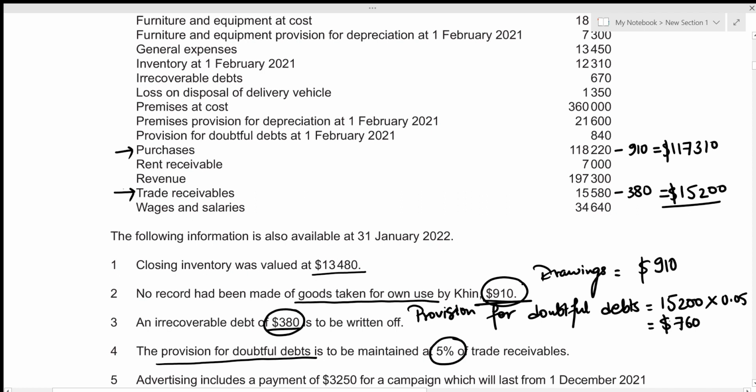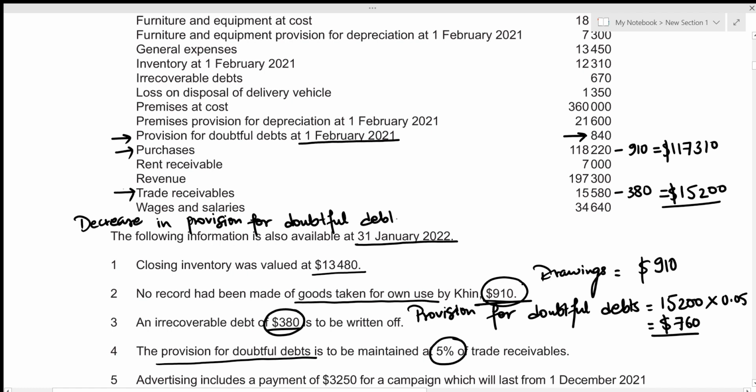Okay, so let's have a look if we are given the opening provision for doubtful debts. It's given right here at the date of 1st February 2021. Because since our closing date is 31st January 2022, this will be the opening date. And we can see that the value of provision at the opening date is 840, but the value at the closing date for provision is 760, which means that the provision has definitely decreased, right? And this decrement in the provision for doubtful debts is always an income. So let's figure out the decrement. Decrease in provision for doubtful debts. That's just the difference between the opening and the closing values. So that's 840 for the opening date minus 760 for the closing date, which results in our decrement in the provision for doubtful debts to be 80.